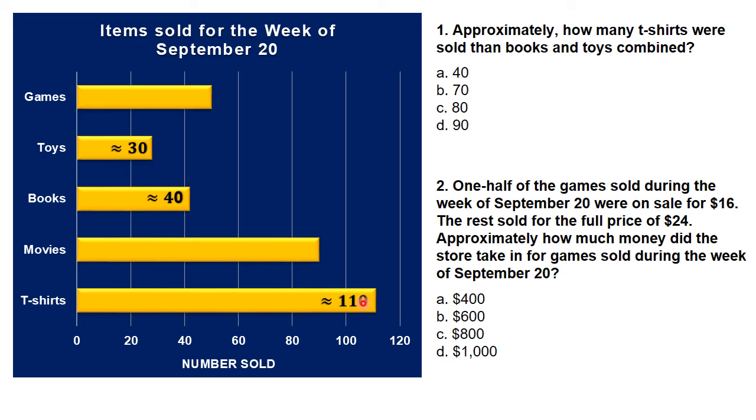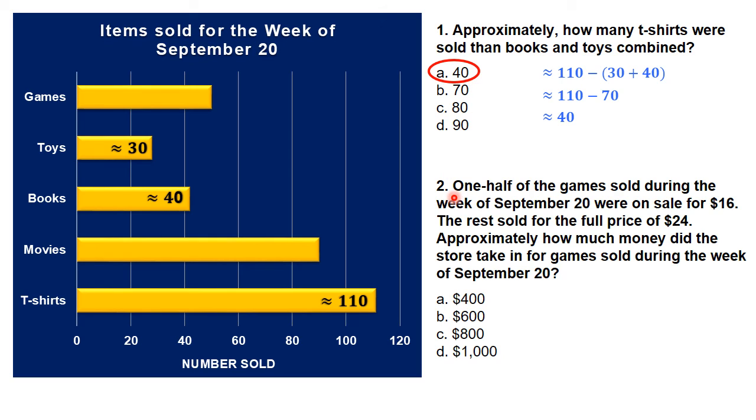So, how many more t-shirts were sold than books and toys combined? We are going to subtract. So, 110 minus, we're going to combine this 30 and 40, toys and books. That gives us 70. 110 minus 70 gives us approximately 40. So our answer is A, 40.